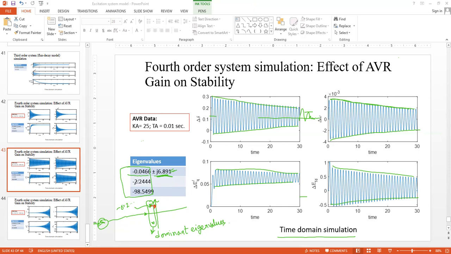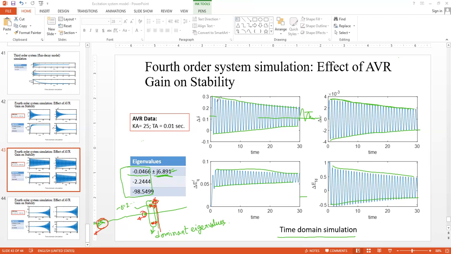Whereas the other two have shifted to the other side. It was minus 1 point something, and it is shifting. It was minus 90 point something, and it is shifting far towards the left. So these are not the problem. The problem is happening because this eigenvalue is shifting to the right towards the imaginary axis, and it has a tendency to go to the right of the y-axis, and that would be catastrophic in terms of stability.